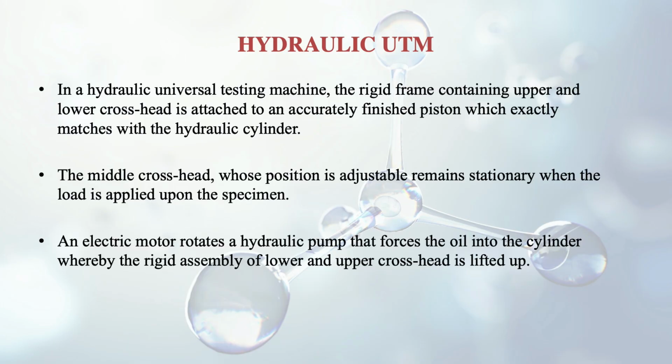So an electric motor rotates a hydraulic pump that forces the oil into the cylinder, whereby the rigid assembly of lower and upper crosshead is lifted up. So here you see the electric motor is again there, but it is not directly driving the crossheads. What it is doing actually is just running a pump which is forcing the oil into the cylinder, and after this the crossheads will move with the help of this hydraulic force.